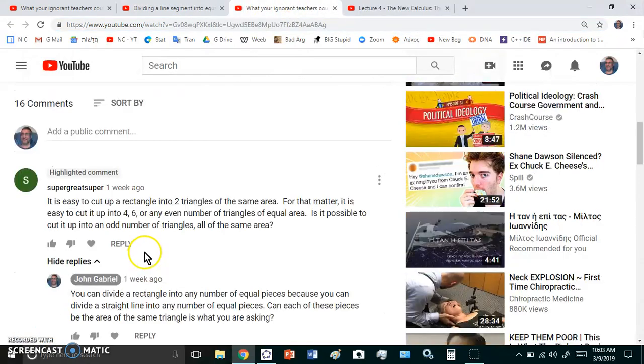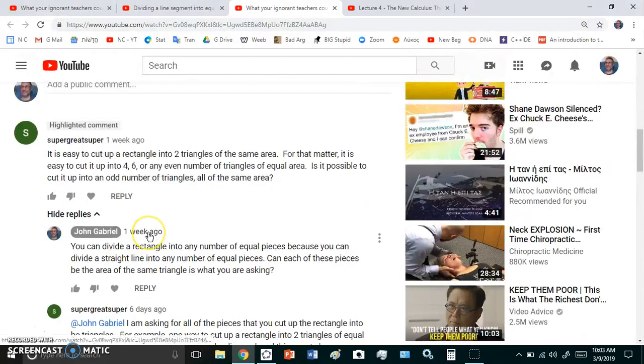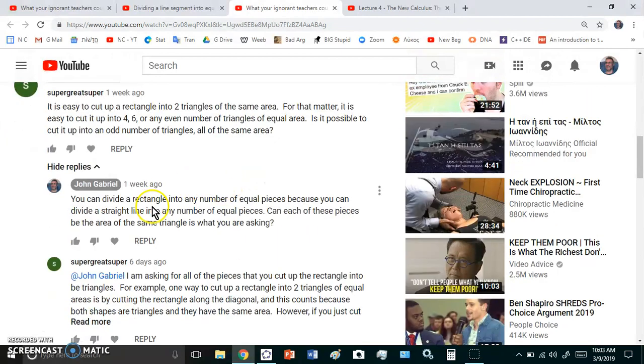So, in part 30, the question was right over here. It says, it is easy to cut up a rectangle into two triangles of the same area. As for that matter, it is easy to cut it up into 4, 6, or any even number of triangles of equal area. Is it possible to cut it up into an odd number of triangles, all of the same area? Well, it's not possible to do it if there are an odd number of triangles in such a way without distorting the shape of the triangles.